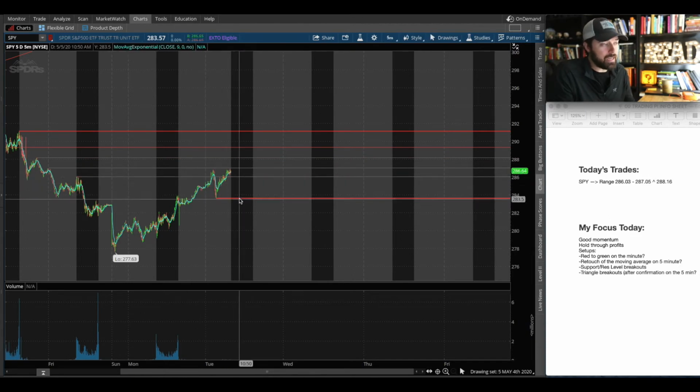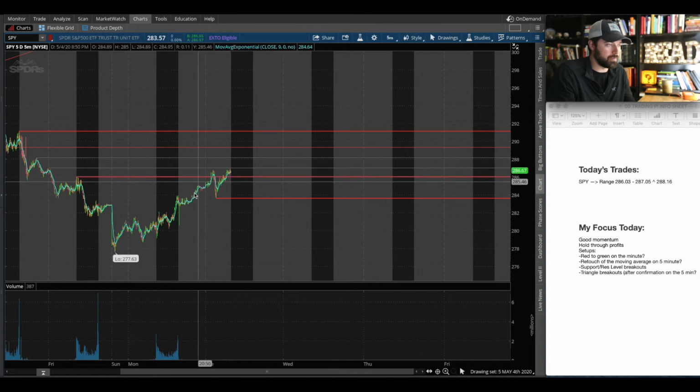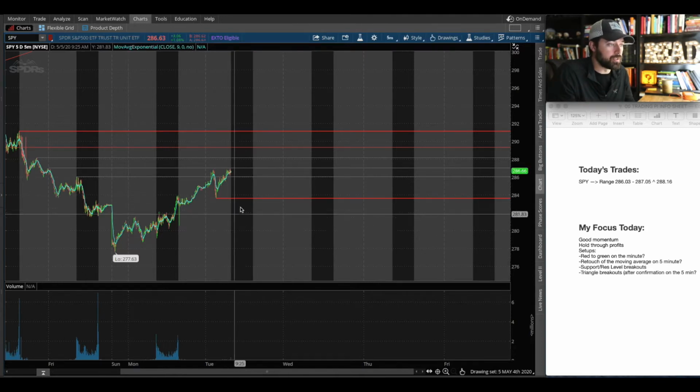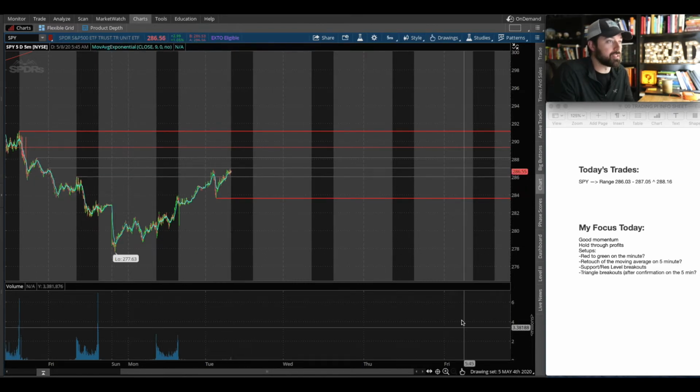To the downside, we're looking at this overnight low. So this was Monday night. This is the trading day today. We're looking at this overnight low of 283.63. So if this breaks down below 283.63, there's the opening bell. Then we're going to look to trade it there. But we've got a nice range here. So if this does happen to break down, there should be some nice trades in there that we can try to get.